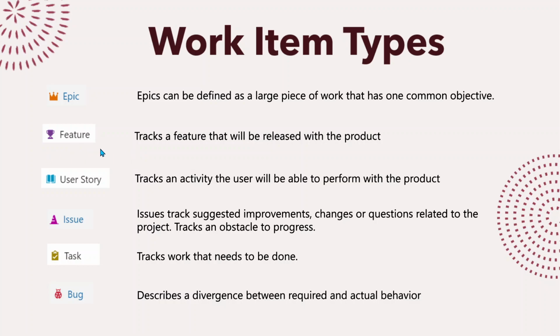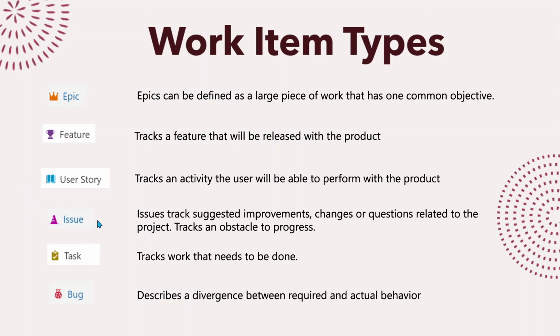That can be added as a Feature. And User Story, you might have heard this common term. This is very famous with Agile processes. It tracks an activity the user will be able to perform in the product. You can imagine a user story as a set of tasks that you need to perform within the product. That's what a user story is all about.